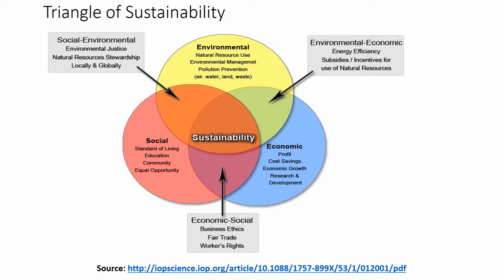The other interacting factors are socio-environmental and environmental-economic factors. Socio-environmental factors are like environmental justice, natural resource stewardship and local and global stewardship. The other thing is environmental-economic, which consists of energy efficiency, subsidies or incentives for the use of natural resources.